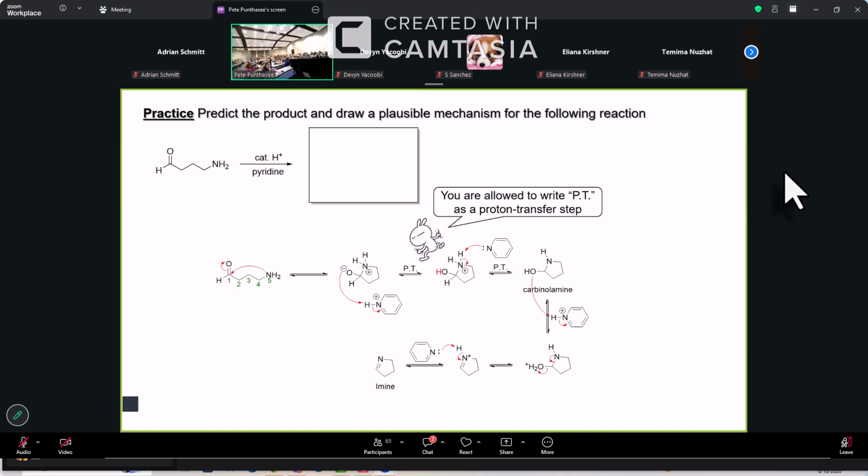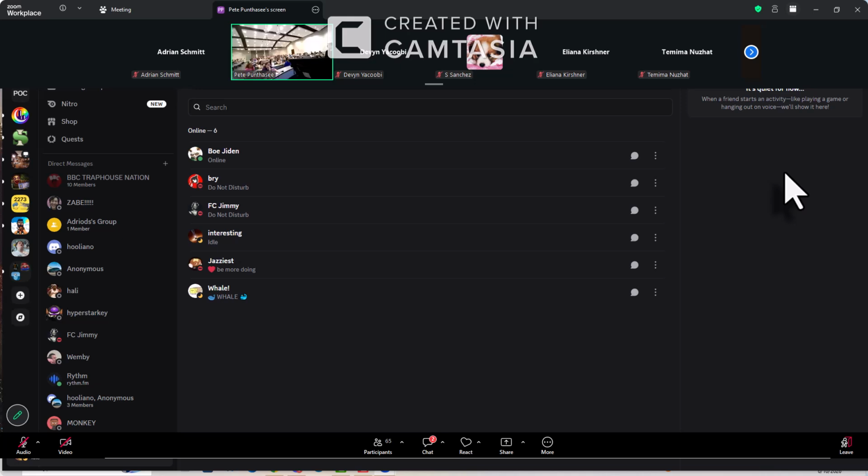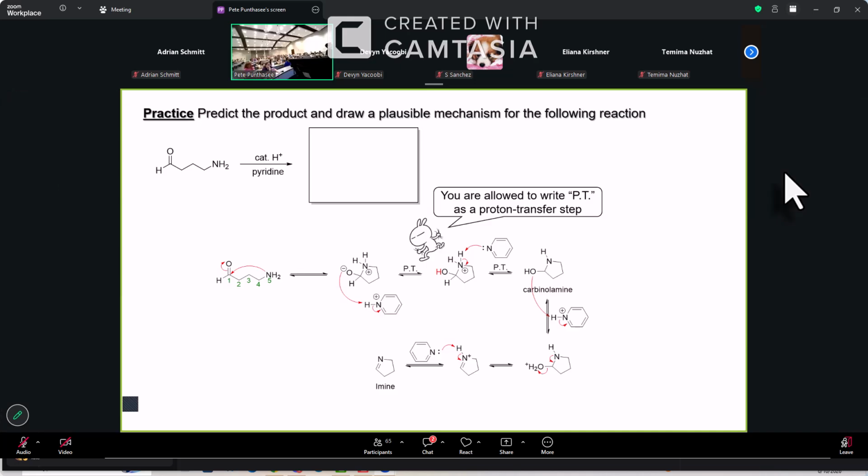Okay, so we call this imine formation. Imines are compounds with a C=N double bond, just like that. We call it an imine. We use a primary amine in an imine formation.